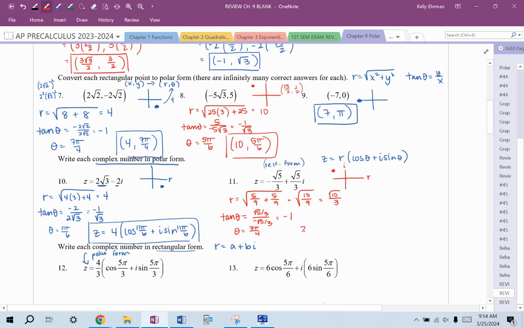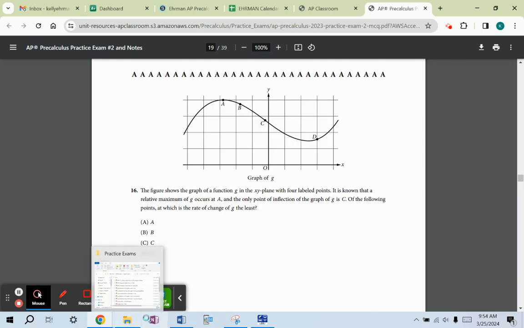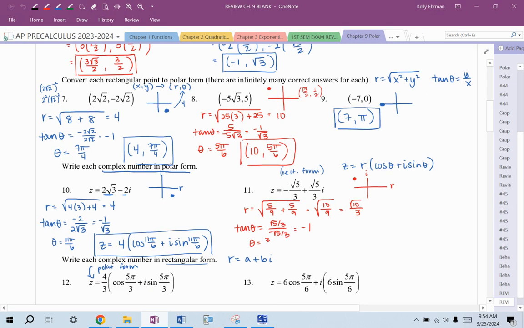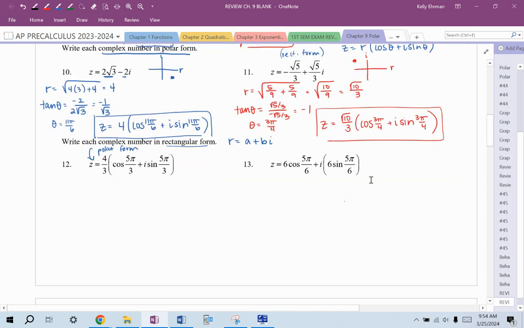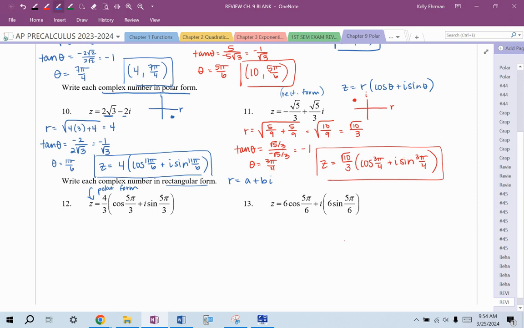And then write your final answer. Oh, this just crashed on me. Write your final answer, of course, in the correct form. So z is equal to radical 10 over 3 times the cosine of 3 pi over 4 plus i times the sine of 3 pi over 4. I am going to try to do these last two, and then I better save this video and split into another video before I lose the video again.